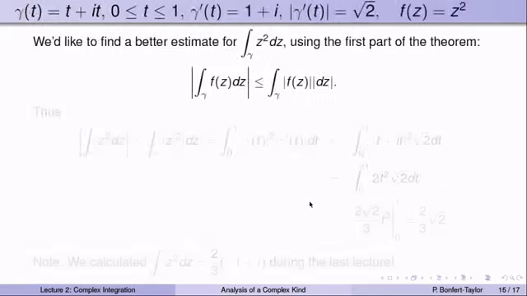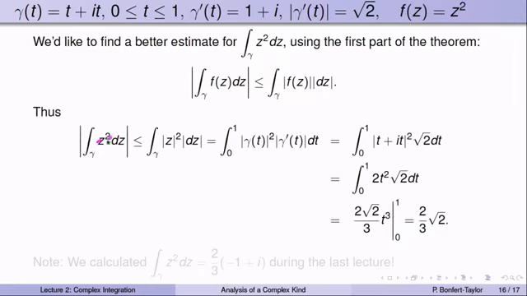Let's try to also use the first part of that theorem to find an estimate, maybe even a better estimate, for the integral of z squared dz over gamma. So again, gamma of t is t plus it, gamma prime of t is 1 plus i, and so the absolute value of gamma prime of t is square root of 2, which is the absolute value of 1 plus i. f of z is the function z squared. The first part of the theorem said that the absolute value of the integral over gamma f of z dz is bounded above by just pulling the absolute values inside. So the integral over gamma, absolute value of f of z, absolute value of dz. Let's see if we can calculate that.